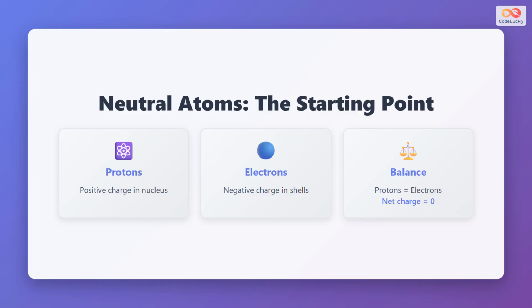In a neutral atom, the number of protons equals the number of electrons. This balance means the positive and negative charges cancel each other out, resulting in a net charge of 0. This is our starting point for understanding ions.